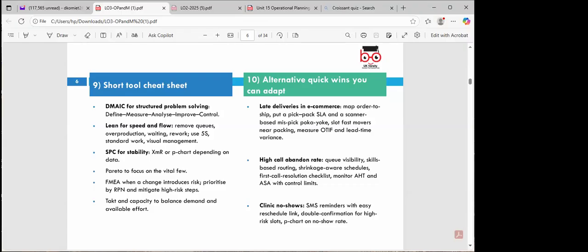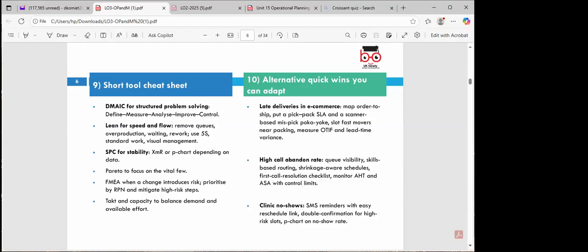Late deliveries in e-commerce. When there are late deliveries, normally in the IT sector, you map order to ship, put a pick-pack SLA, which is a service level agreement, and scanner-based mixed pick poka-yoke. Slot fast movers near packing, measure OTIF and lead time variance. So you need to put these things in place for late deliveries.